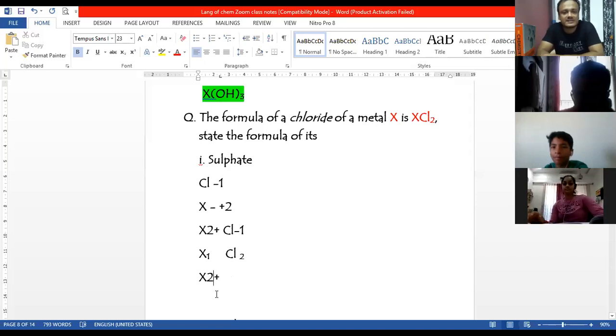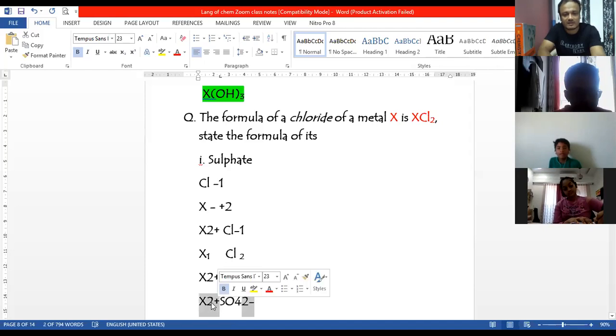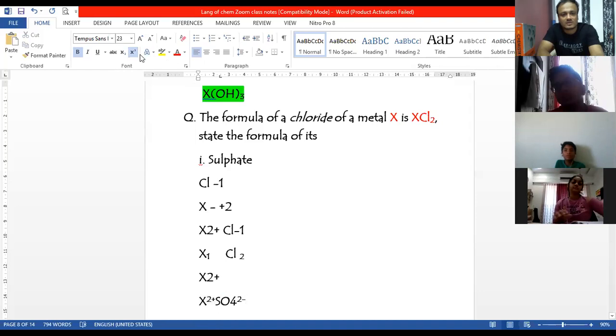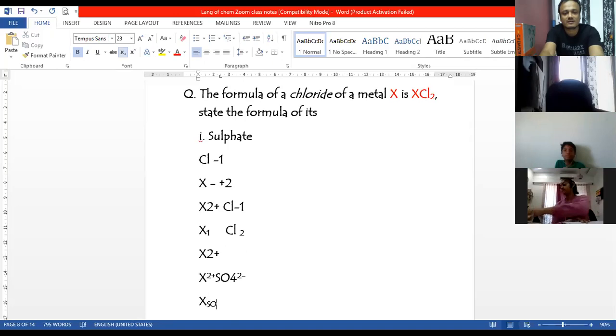Okay, so the formula of the sulfate of X in this case would be X with a valency of 2 plus, and you know the formula of sulfate, it is SO4 and the valency of sulfate is 2 minus. So I'll write the formula over here. So this is how the valencies are substituted. Now what you have to do is you just have to interchange the valencies. So 2 comes below X, so this becomes X2, and you write sulfate SO4.